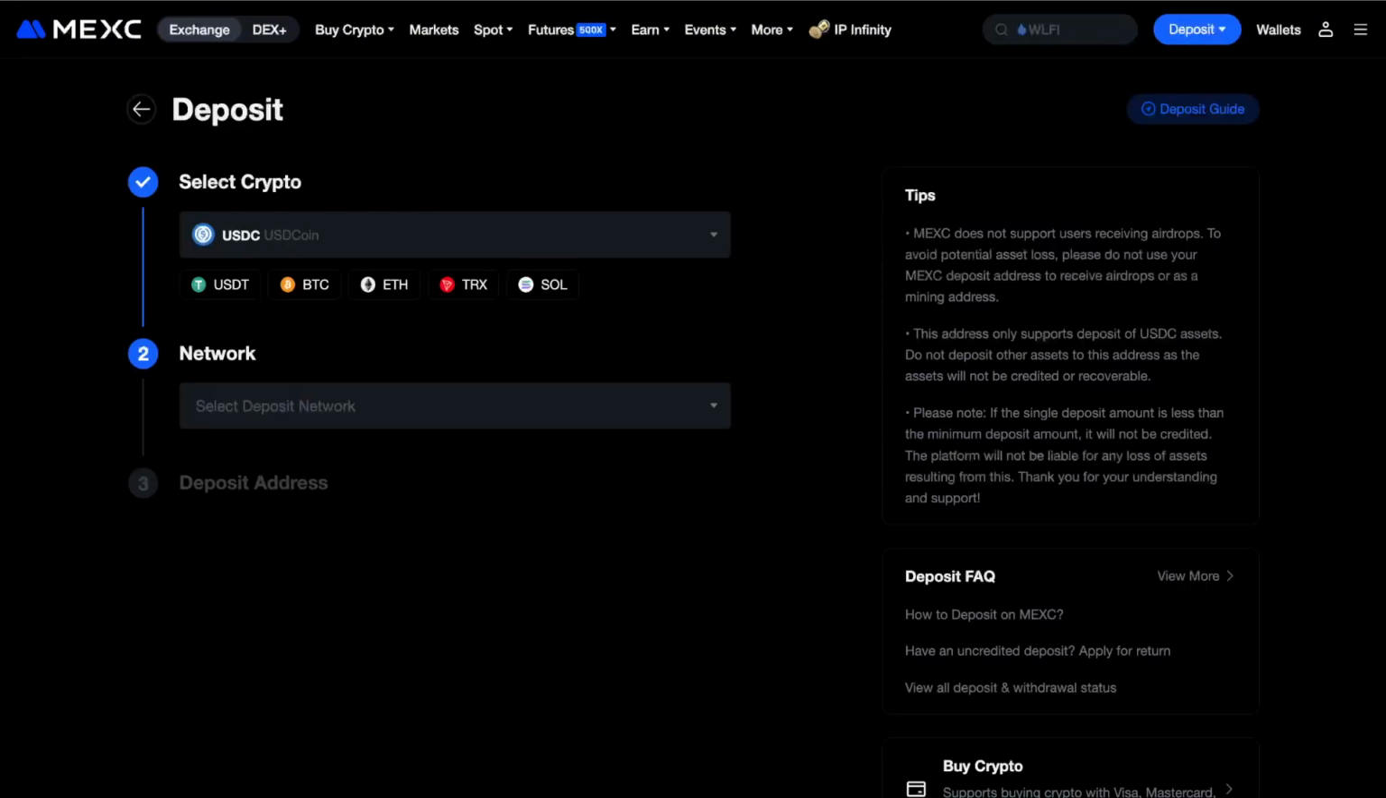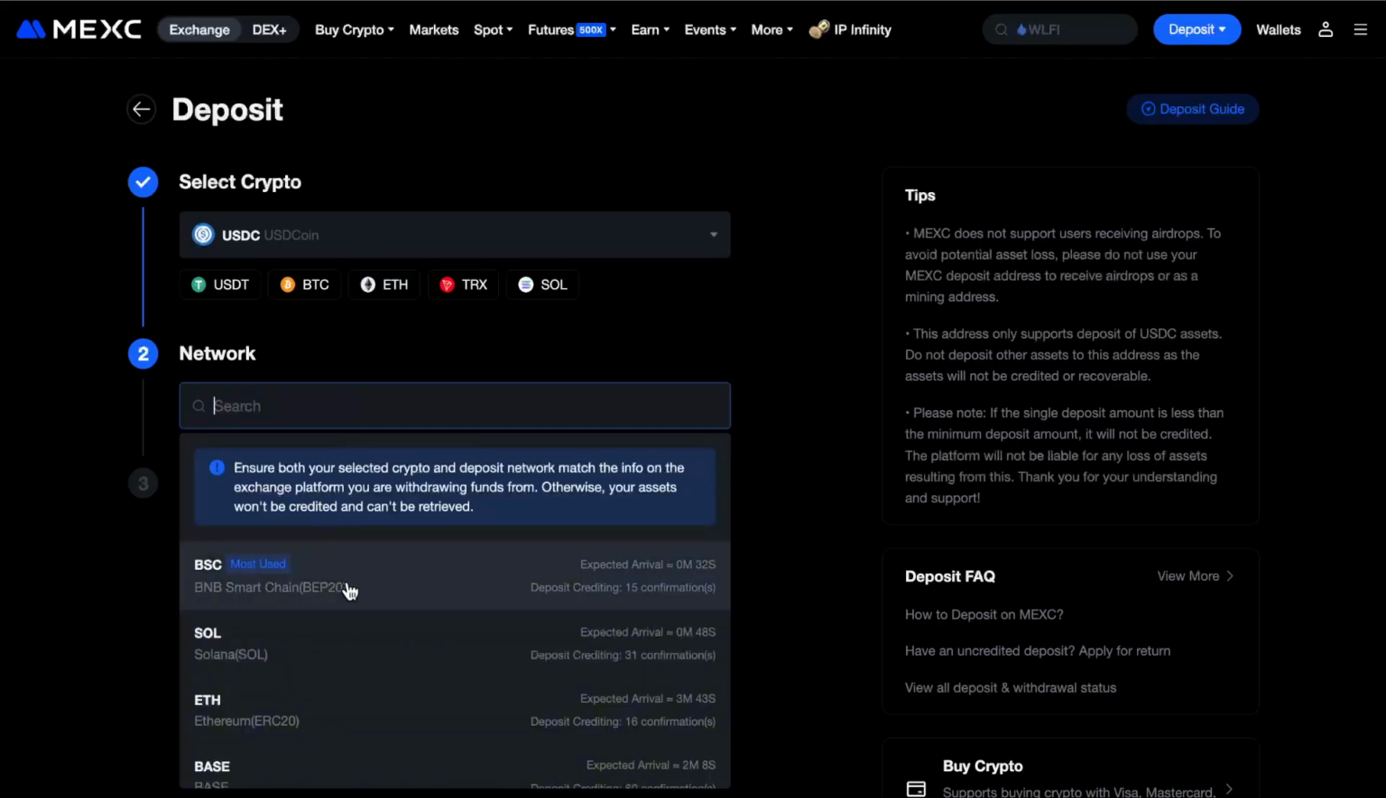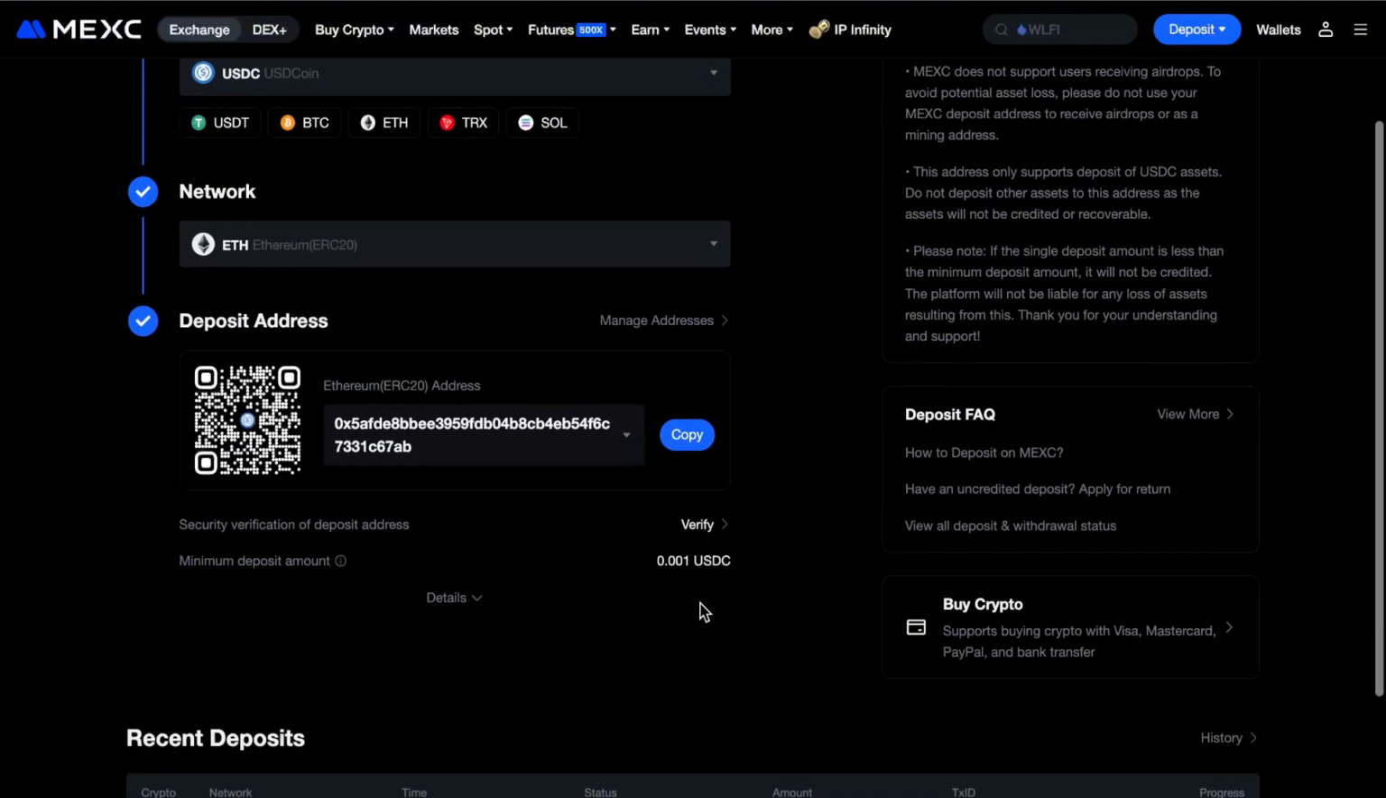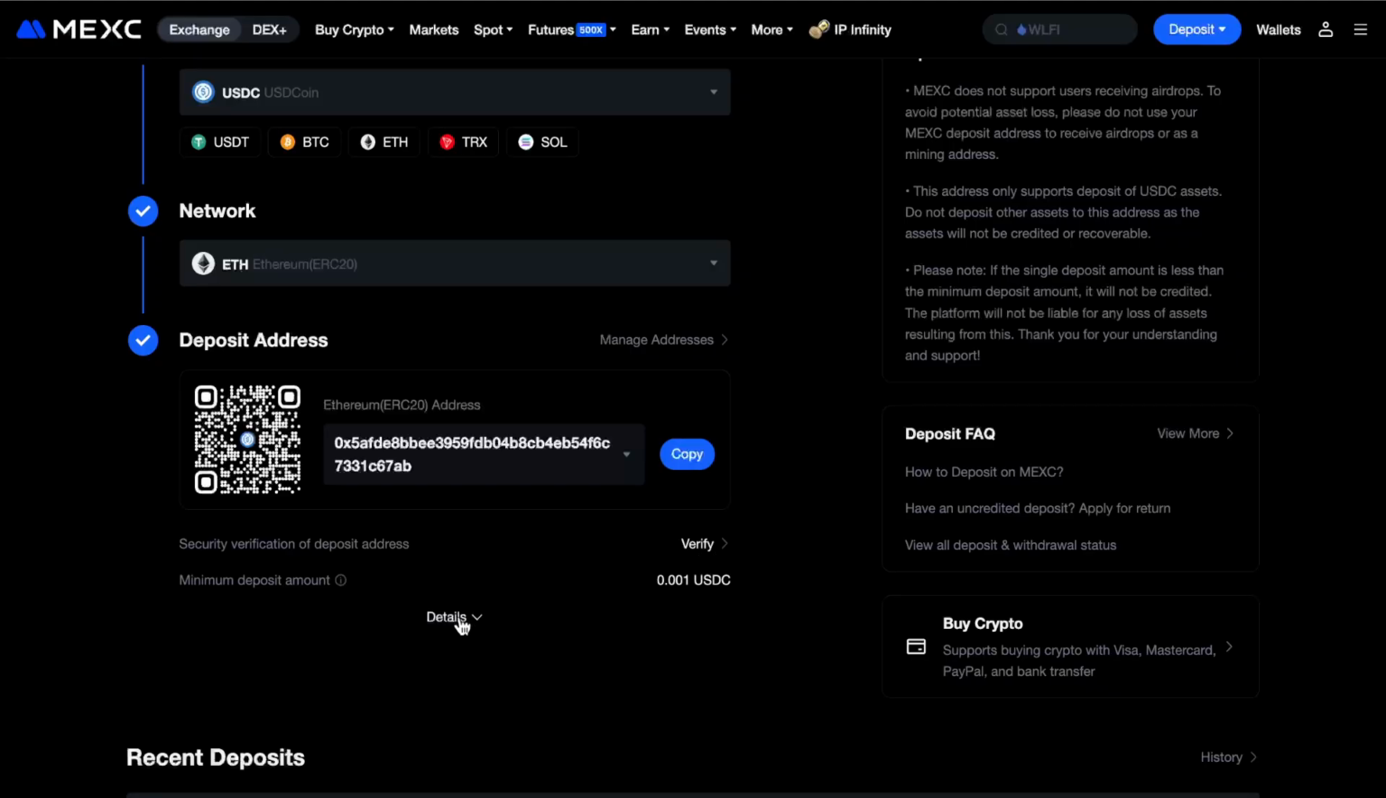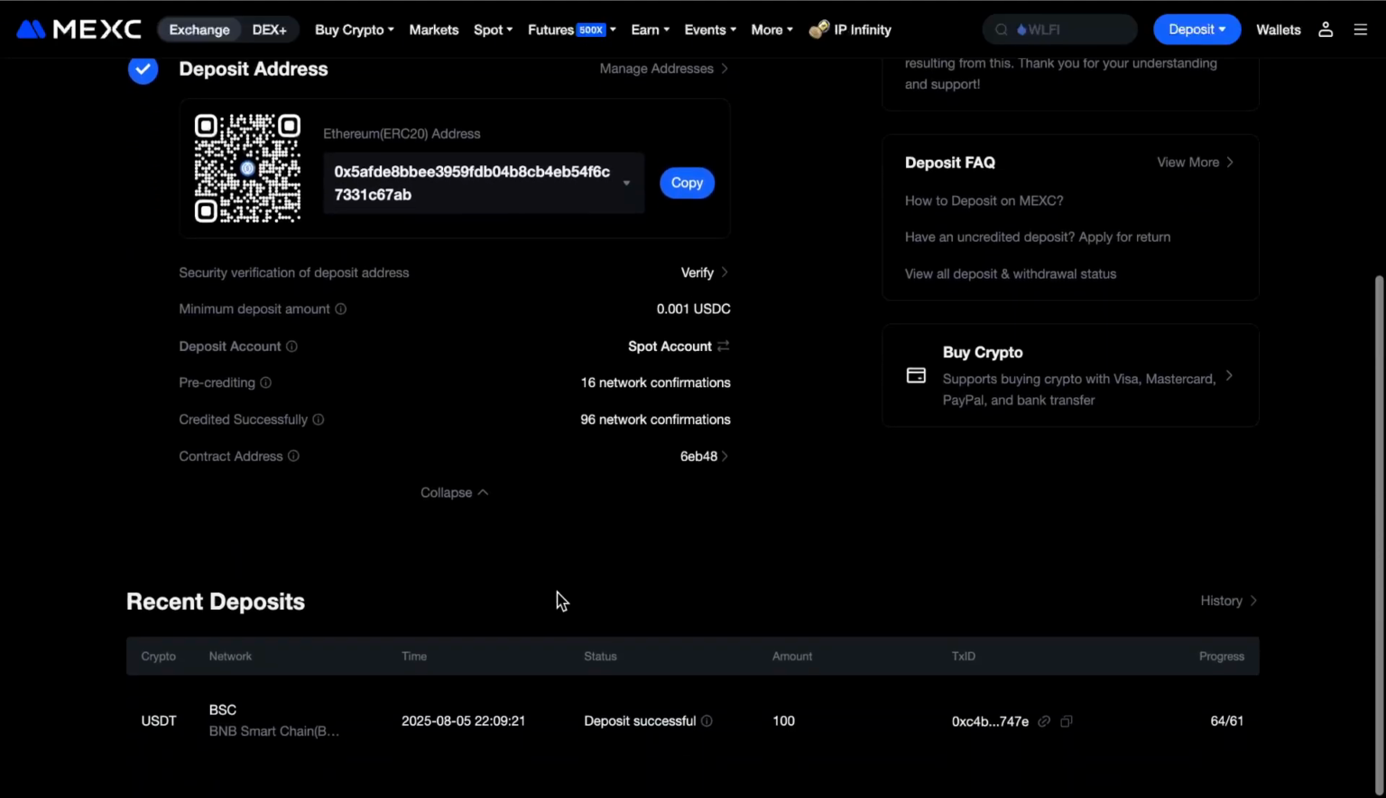But maybe you already own crypto. In that case, you can simply deposit on chain. You choose the asset, for example, USDC, and then copy the deposit address. Just make sure you select the right network, like Ethereum or BSC.